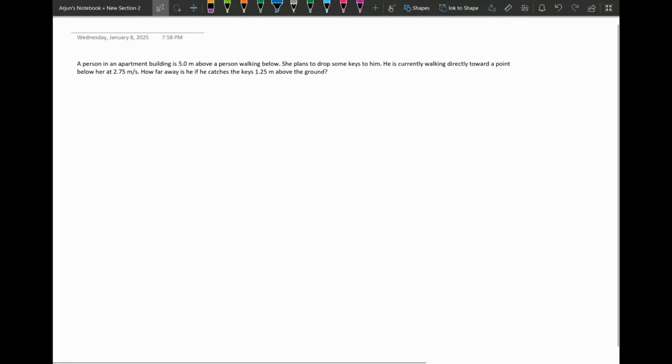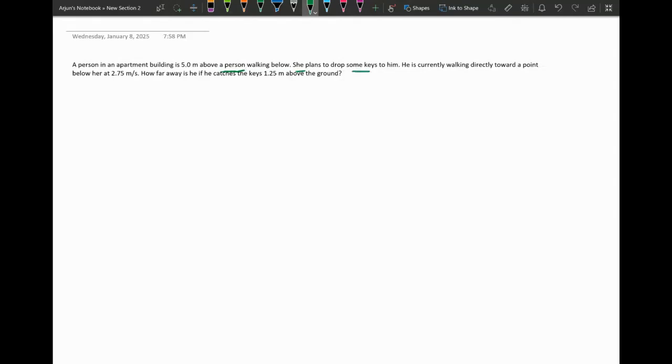All right. A person in an apartment building is 5 meters above the person walking below. She plans to drop some keys to him. He is currently walking directly towards the point below her at 2.75 meters per second. How far is he if he catches the keys 1.25 meters above the ground?